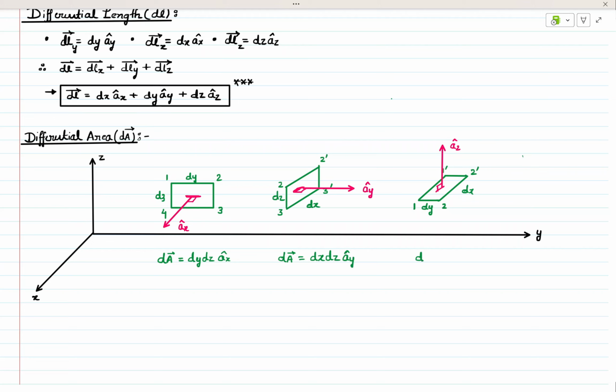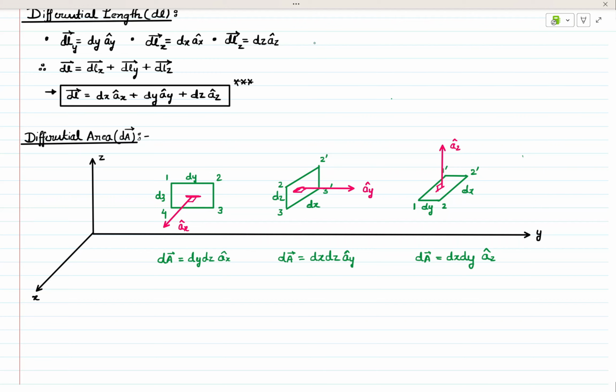In a similar way, I can write the differential area for this plane also, that is the magnitude, dx dy, in the direction of az.